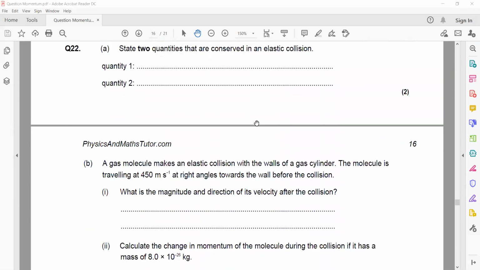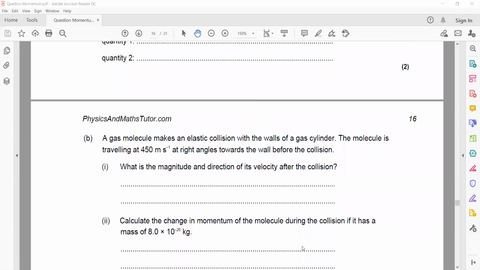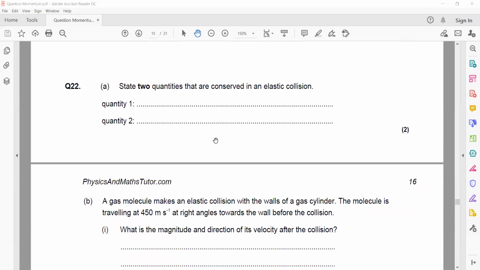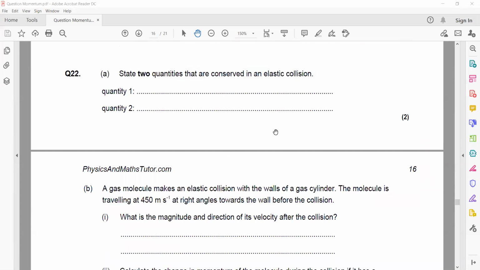Then question 22, which part? State two quantities that are conserved in an elastic collision. When the collision is elastic, both momentum and kinetic energy are conserved. The definition of an elastic collision means momentum and kinetic energy are conserved.